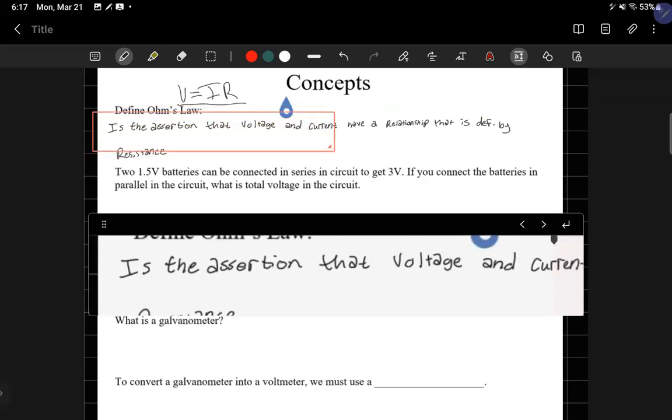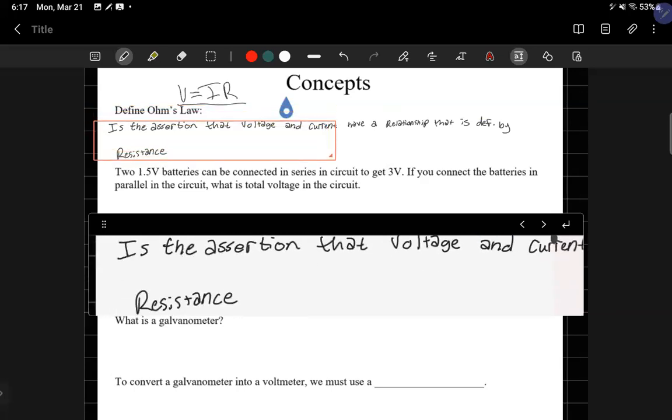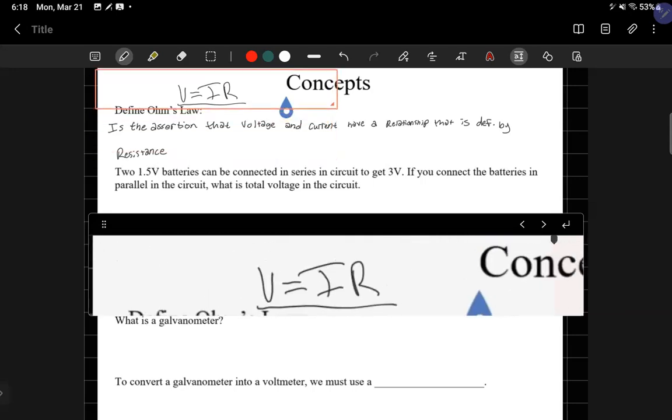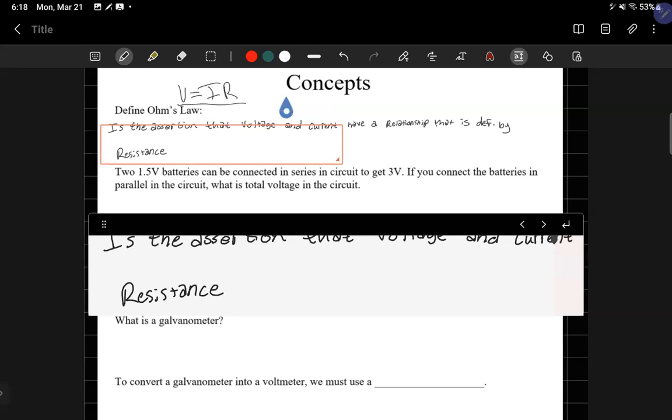Or you could say like the product of a circuit's resistance and current is proportional to the voltage. Any sort of way to express V equals IR in words should be acceptable.